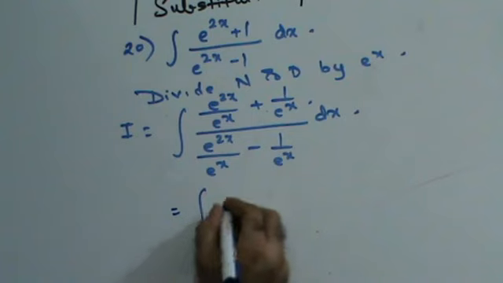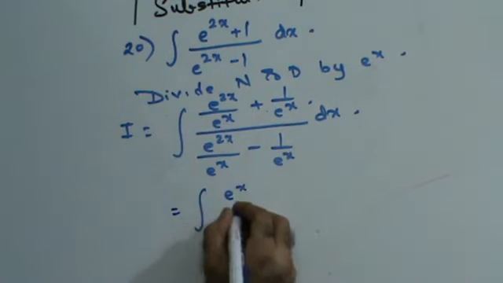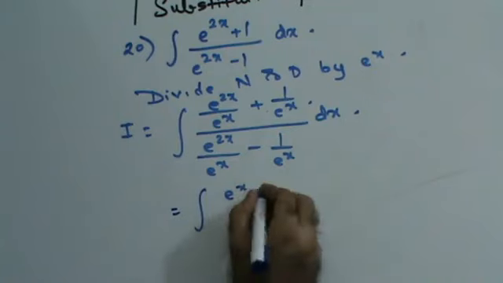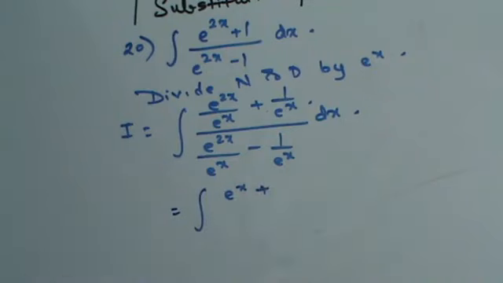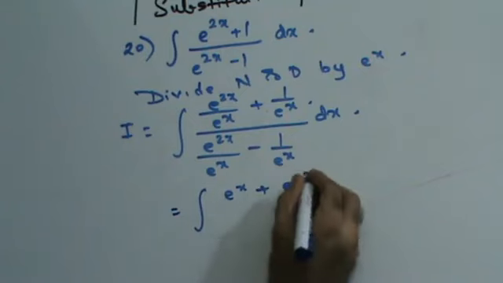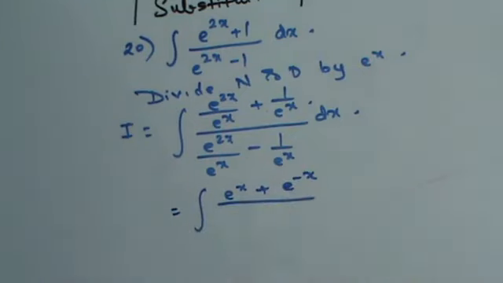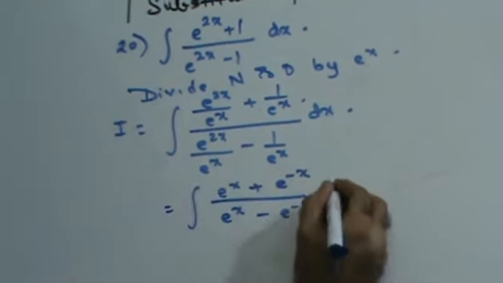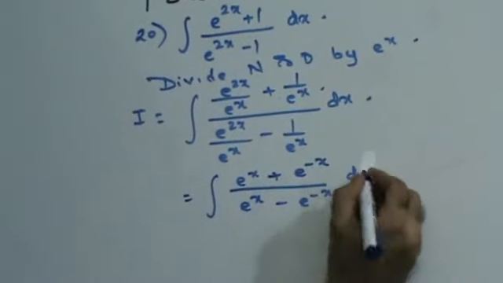This can be written as integral of e^x, because I'm using the law of indices: a^m/a^n is a^(m-n). 2x - x, that's how I got the x. If I take the number from the denominator to the numerator, the sign of the index changes. So this will be (e^x + e^(-x)) upon (e^x - e^(-x)) dx.